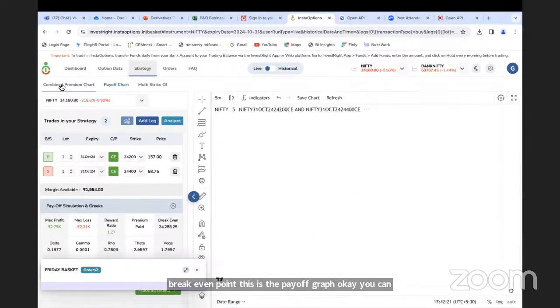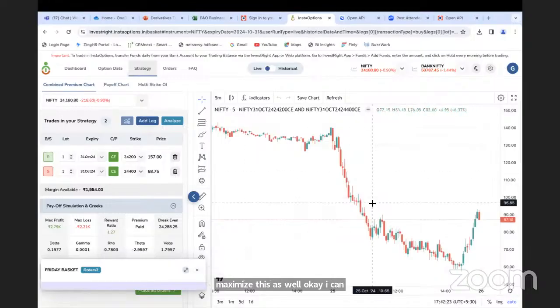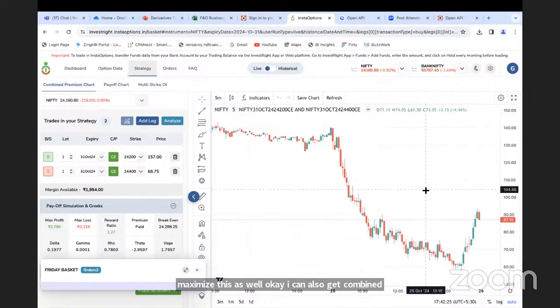Okay, I can also get the combined premium chart that is live in the market. जब भी कोई ऑप्शन स्ट्रैटेजी बहुत कॉम्प्लिकेटेड हो जाती है, तो अल्टीमेट प्रीमियम, उसका कंबाइंड प्रीमियम कितना निकलना चाहिए, वो आपको बैक ऑफ द माइंड कैलकुलेट करते रहना पड़ता है. So that's not the case over here. It will show you the combined premium of all the contracts that you have added into your strategy.